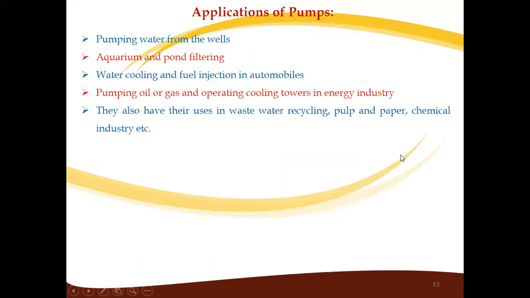Now, what are the applications of pumps? We have seen two main types of pump: one is the centrifugal pump and the other is the reciprocating pump, which may be a single acting or a double acting reciprocating pump. There are different applications of these pumps. The main application is pumping of water, required for irrigation, for domestic use or for industrial use.